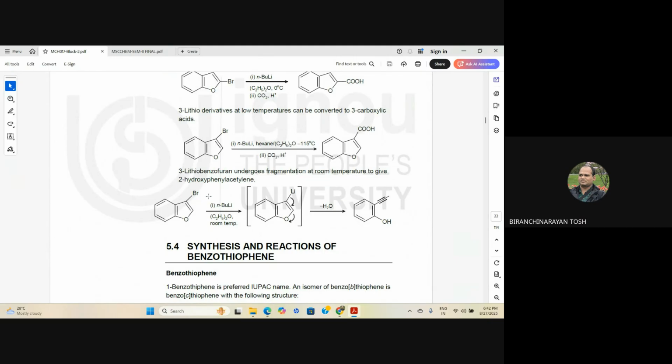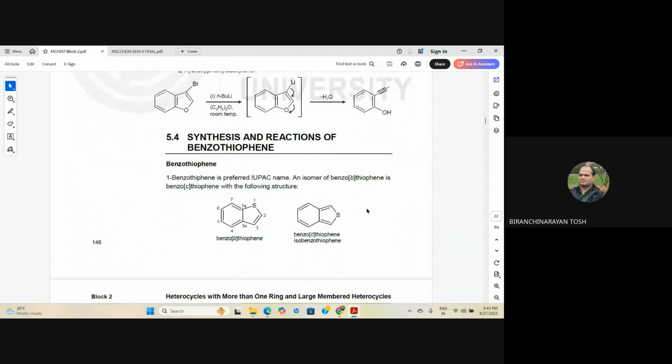3-Lithiobenzofuran undergoes fragmentation. There will be cleavage of the double bond, producing, at room temperature, 2-hydroxyphenyl acetylene. 2-hydroxyphenyl acetylene will be formed. The furan ring will be cleaved.